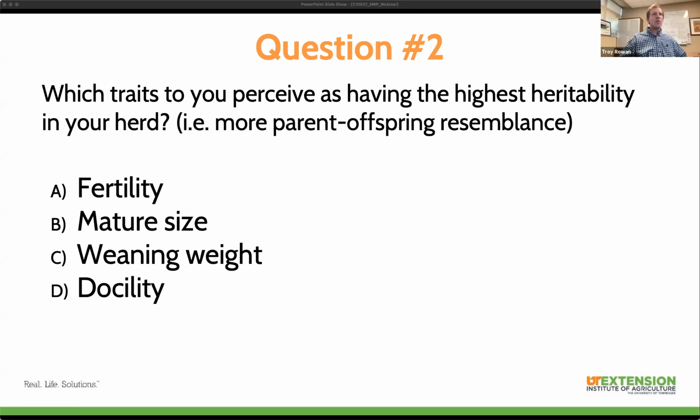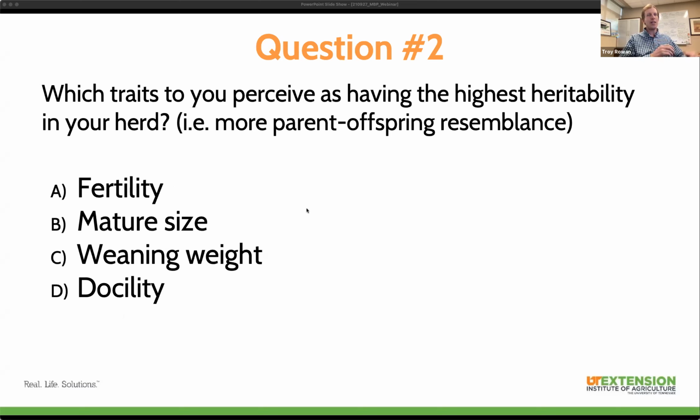All right. So the poll answer here, there's a pretty even split between fertility, weaning weight, and docility at about 10 to 20%. But overwhelmingly, mature size is the one that most of you answered as being the highest heritability, and that is the correct answer.